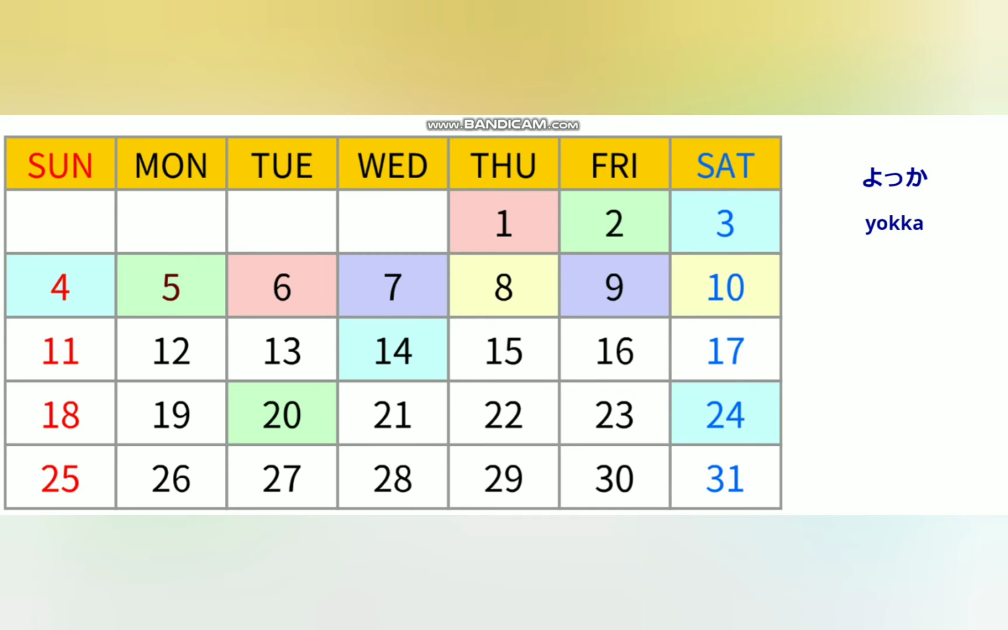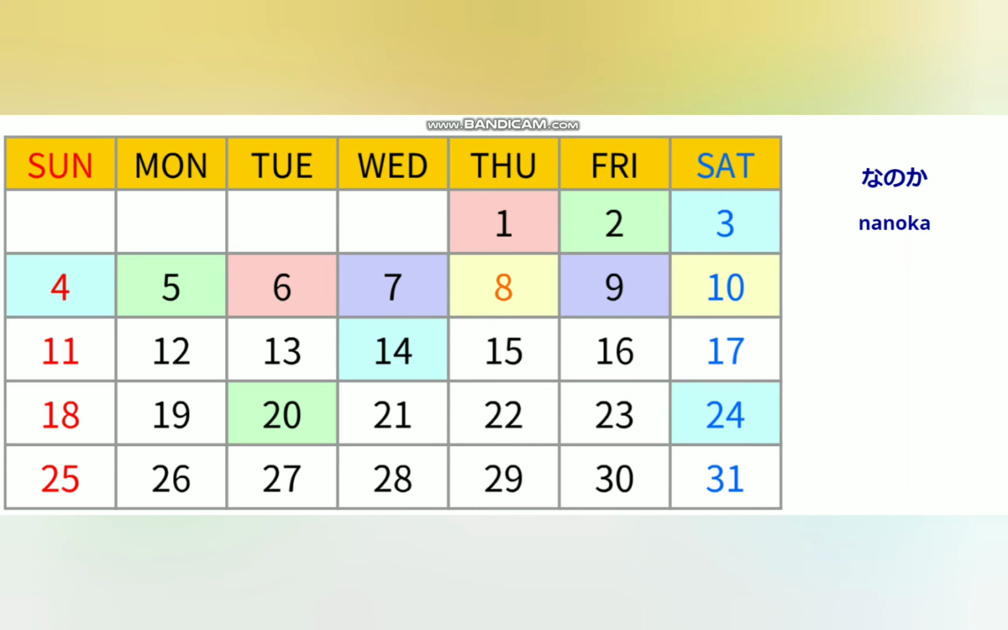Now, the fifth day of the month, 5日, itsuka. Again, itsuka for the fifth day of the month. Sixth day of the month, 6日, muika. Again, muika. Now be careful because the third day of the month and the sixth day of the month kind of sound the same, so you have to be careful, all right? Now, the seventh day of the month, 7日, nanoka. Again, nanoka. Seventh day of the month.